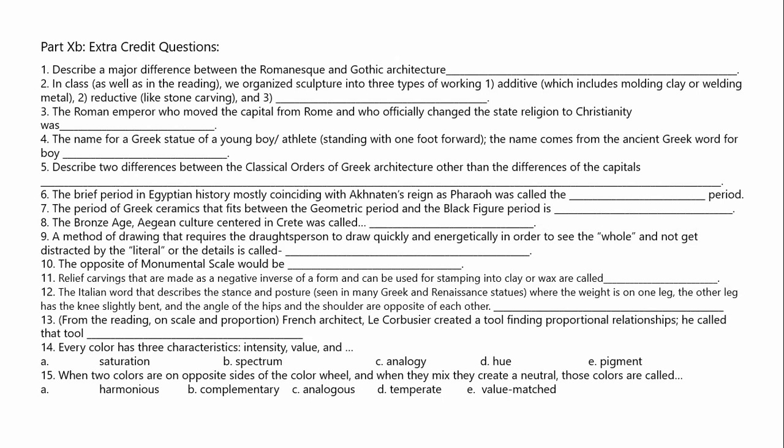Every color has 3 characteristics: intensity, value, and hue, D. And then 15, when 2 colors are on opposite sides of the color wheel and when they mix, they create a neutral, those colors are called B, complementary.